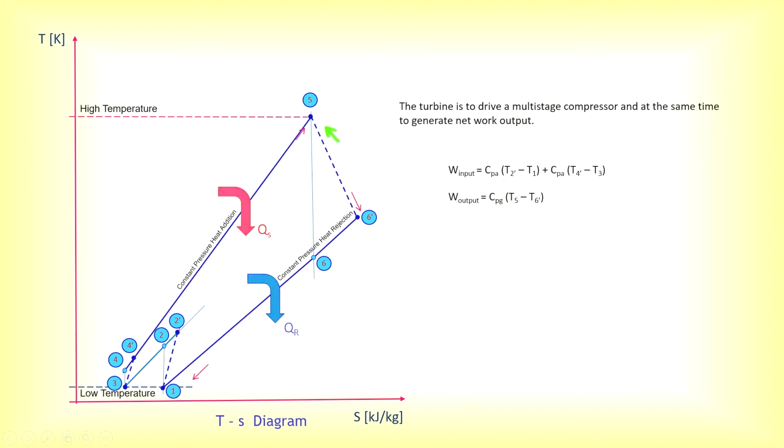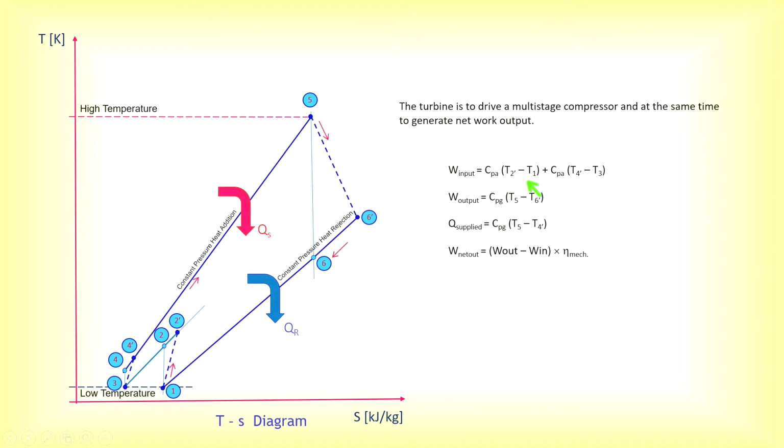So the work out is based on the turbine, okay, and that is on the gas side. So you have CPG, the temperature difference, T5 and T6 prime. Heat supply should be from 4 prime to 5. So you will have CPG (T5 minus T4 prime). Then the net work out, you can take the work out from here minus the work in.